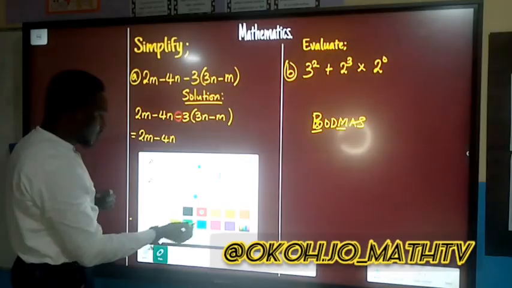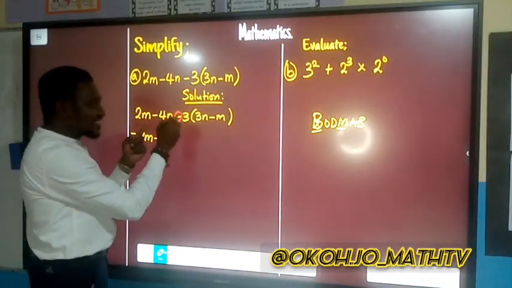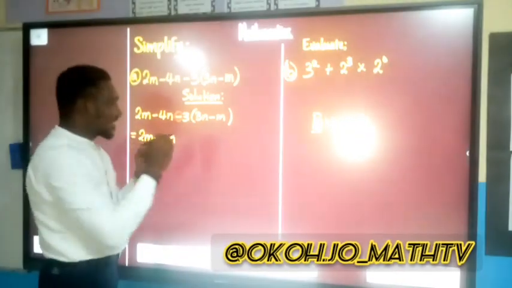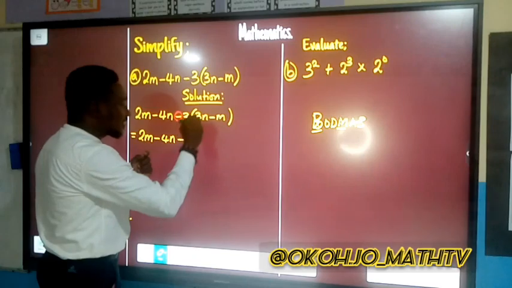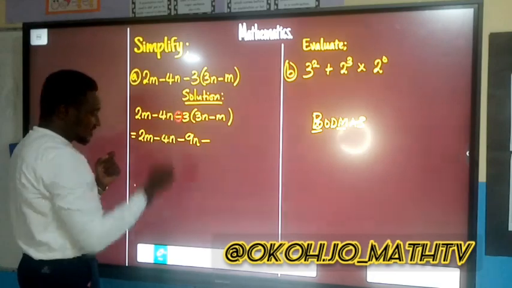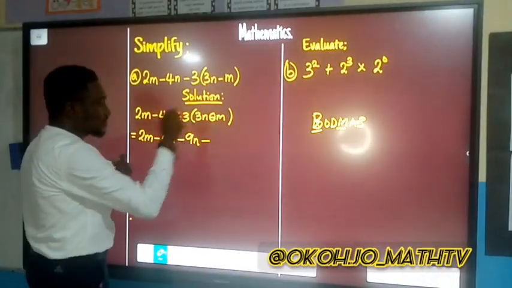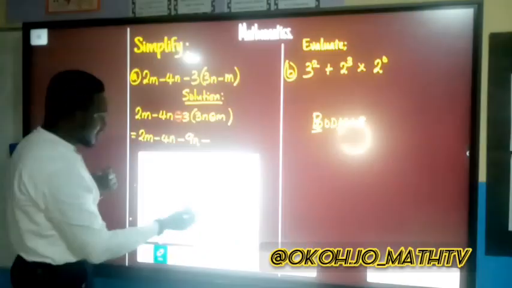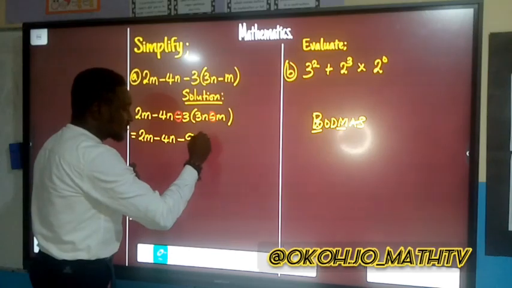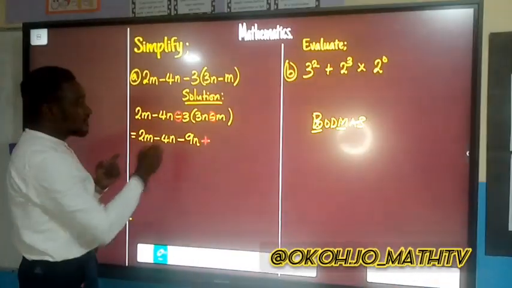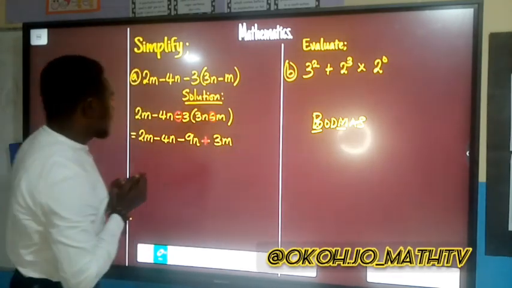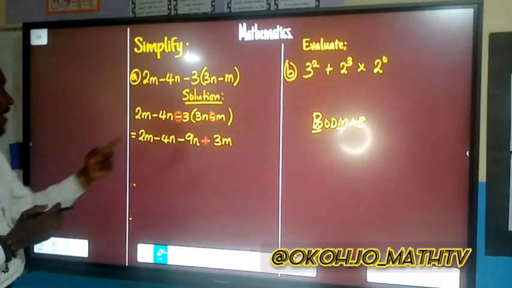So let's go on. Now negative 3 times 3n. So negative 3 times 3 is what? 9. Bring down the negative and 9, including the letter n. Then negative times what? Negative will be what? Plus. Sorry, negative times negative will be plus. So we should have plus here instead. Is that okay? Then 3 times n will be what? 3n. If I'm not mistaken, yes.